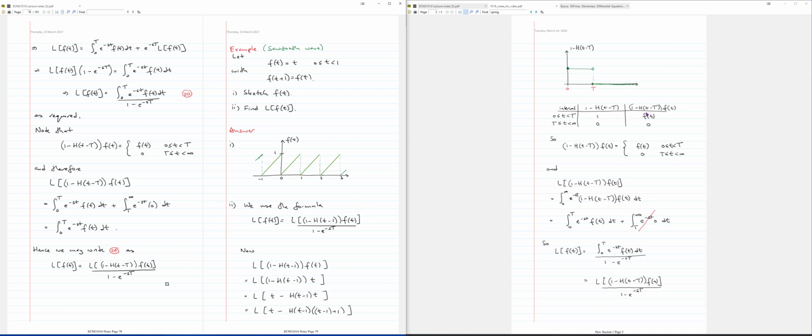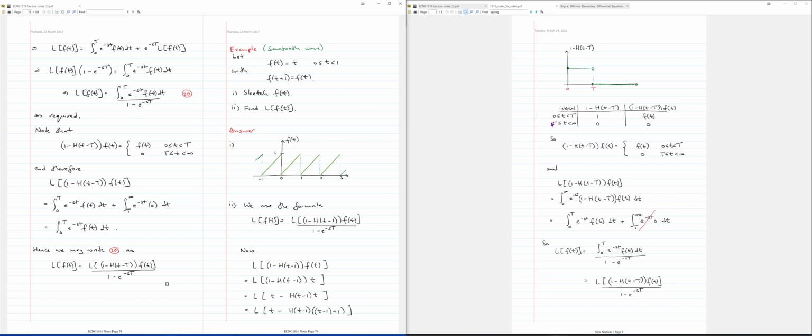So what I have is 1 minus the Heaviside times the f of t, and now I consider this for the two intervals that are specified here. This is a product of the 1 minus the Heaviside times the small f. On the interval 0 to big T, the 1 minus Heaviside is equal to 1, so what I'll have is 1 times f of t, which simply gives me f of t.